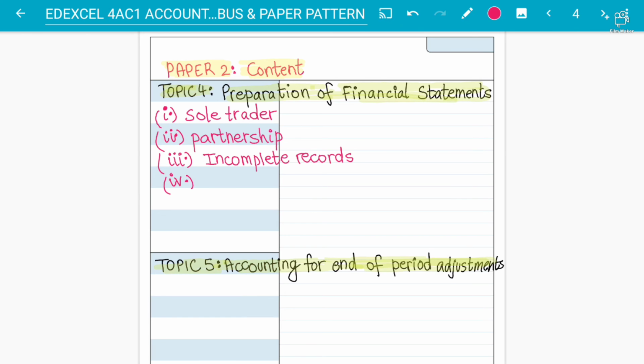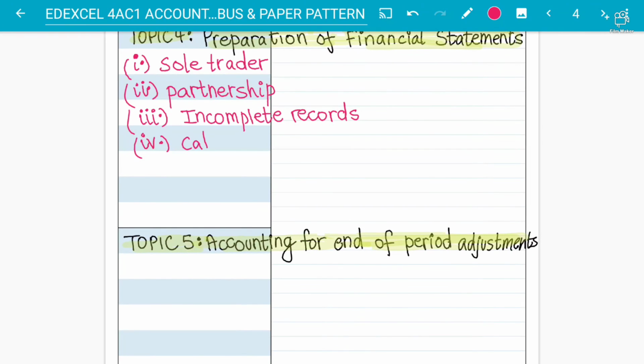Then you must know how to calculate and explain ratios. Calculation and interpretation of the ratios as well. So, calculation and the interpretation of the ratios.